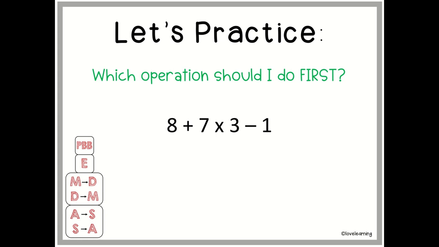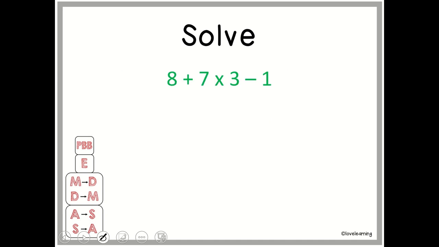I see that within my expression I have a multiplication sign. So I would need to solve for 7 times 3 first. So we know that multiplication needs to come first. So let's actually solve our expression. We have 7 times 3, which is 21. Then you need to bring the rest of your problem down. So I would actually bring down 8 plus 21, and then I would bring down my minus 1.